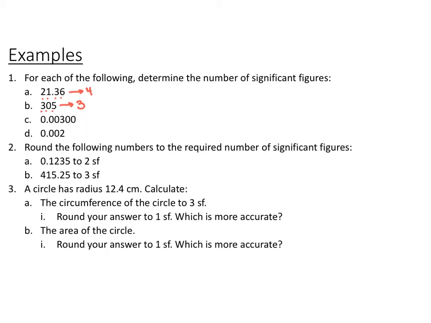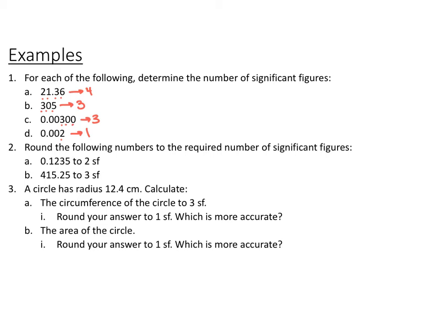So if you haven't already done so, go ahead and pause the video and do C and D. For C, trailing zeros with a decimal point are significant, but leading zeros are never significant. So the first significant digit is 3, and then both of the zeros after that, so there are 3 significant figures. For D, leading zeros are never significant, and there's no trailing zeros, so the only significant figure is this 2, so there's 1 significant figure.